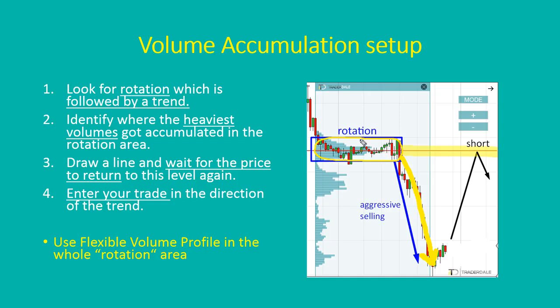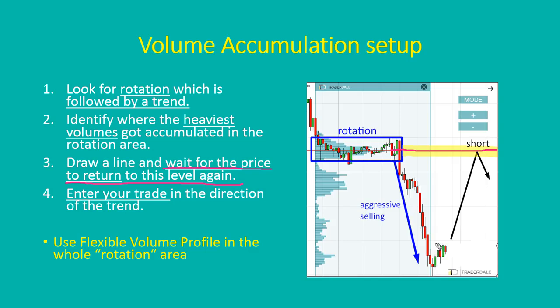Alright, so in this picture, in this rotation, you can see that there were heavy volumes accumulated there, and the heaviest volumes, absolutely heaviest volumes within this rotation were in here, at this price level. This is the point of control of this rotation. Heaviest volumes, which means that the institutions accumulated most of their volumes at this price level. So what you do next is you draw a line from this point of control, from the place where the volumes were the heaviest, and wait for the price to return to this level again.